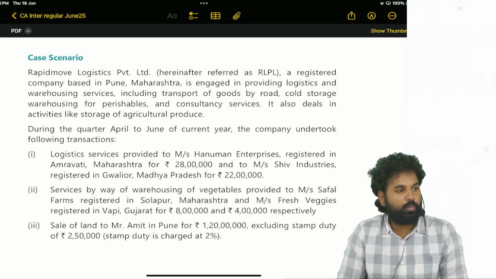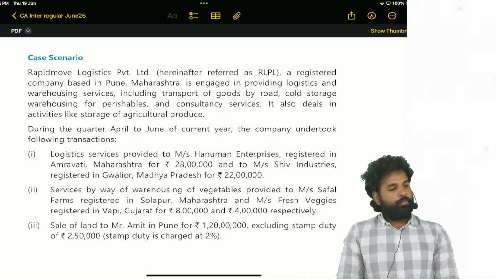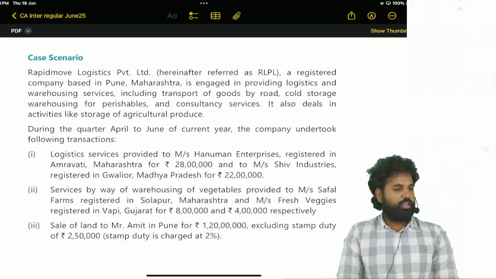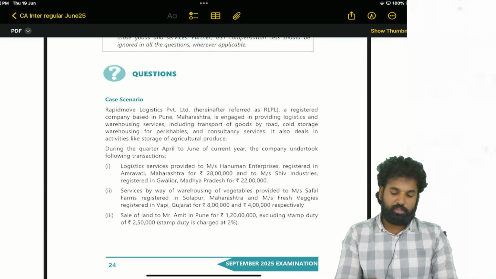Logistics services provided to Hanuman Enterprises, registered in Amravati, Maharashtra, for 28 lakhs, and to Shiva Industries, registered in Gwalior, Madhya Pradesh, for 22 lakhs. What are logistics services? Logistics services means transportation services. Next, services by way of warehousing of vegetables provided to Safal Farms, registered in Solapur, Maharashtra, and Fresh Veggies, registered in Vapi, Gujarat, for 8 lakhs and 4 lakhs respectively. Exempted. Sale of land to Mr. Amit in Pune for 1 crore 20 lakhs, excluding stamp duty of 5 lakhs. This is Schedule 3.